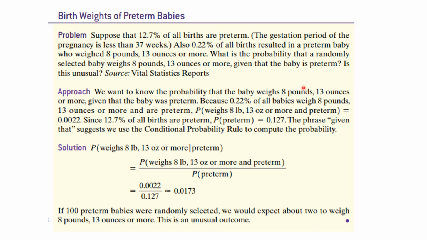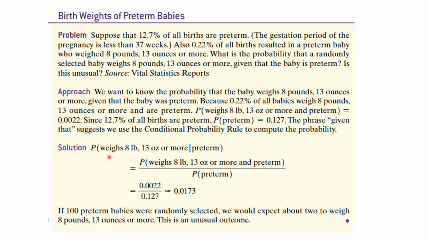We don't always have tables, though. Sometimes we're just given numbers. So suppose that 12.7% of all births are preterm, and this defines what preterm is. The gestation period is less than 37 weeks, and 0.22% of all births resulting in a preterm baby who weighed this or more. So that's not very often does that happen, because that's a pretty heavy baby. What is the probability that the randomly selected baby weighs more than that amount, given that the baby is preterm? And is this unusual?